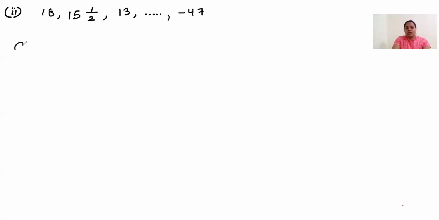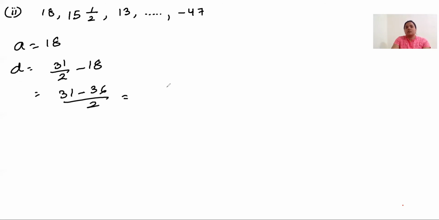Next one, again the same. A is 18, D is equal to 15 1 by 2, that is 31 by 2 minus 18. So this is equal to 31 minus 36 by 2. This will be equal to minus 5 by 2. So we have D as minus 5 by 2. AN is minus 47. We have to find N.